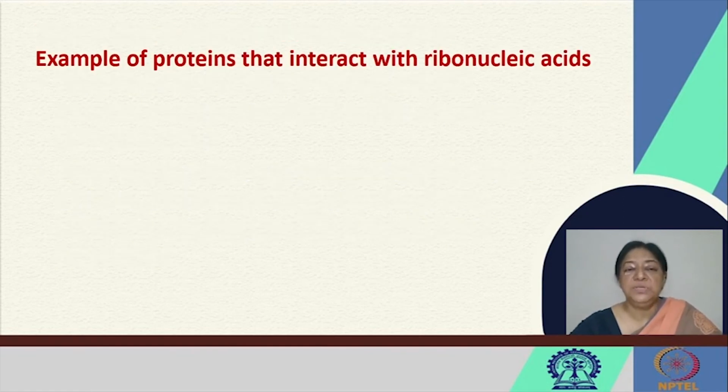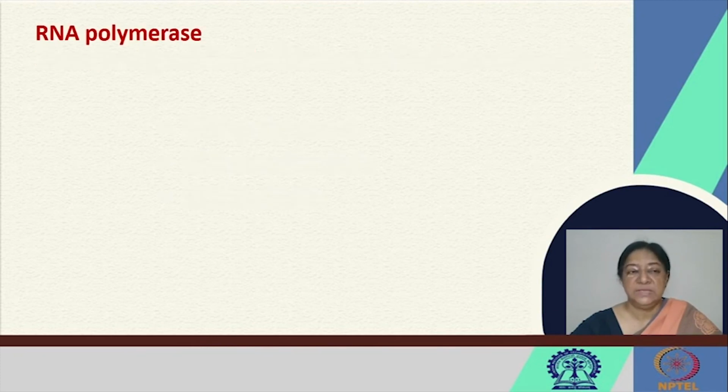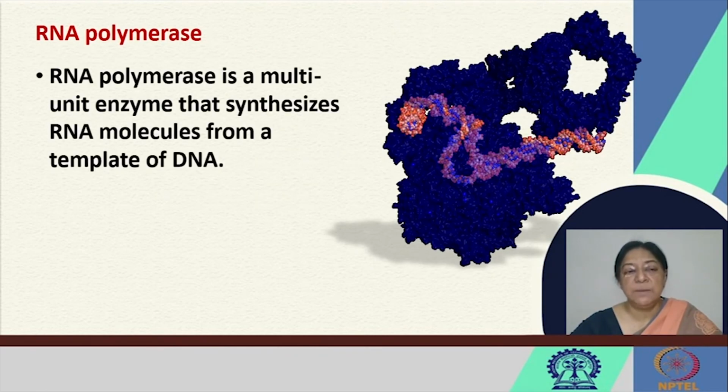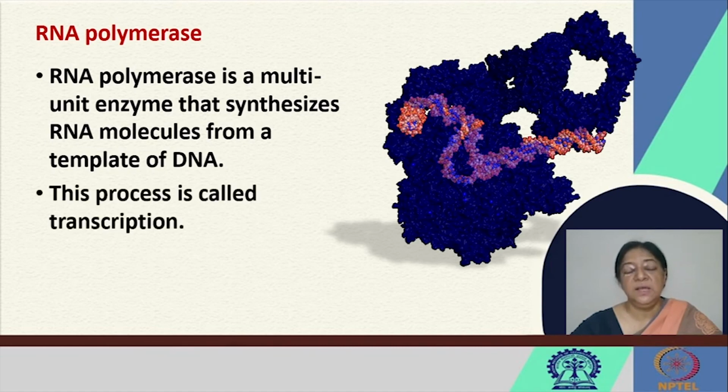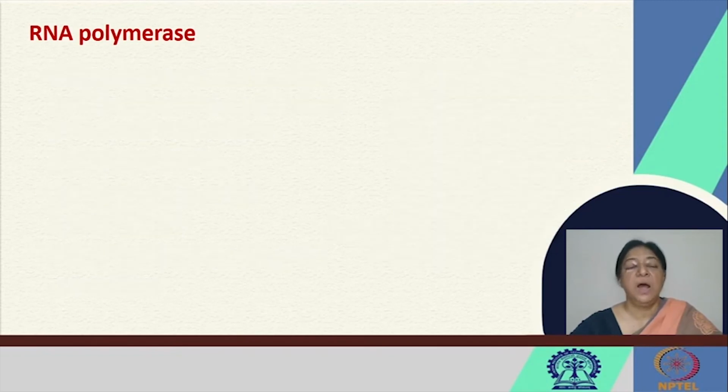The examples of other proteins that interact with RNA are RNA polymerase, as we had seen, ribosomal proteins, and ribonucleases. The RNA polymerase, as we have looked at before, is a multi-unit enzyme that synthesizes RNA molecules from a template of DNA. So we have the DNA to RNA, the process of transcription, which takes us then to the protein in the process of translation. So this is the first step in gene expression that involves an RNA polymerase interacting with our RNA.